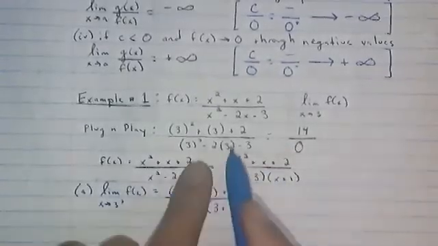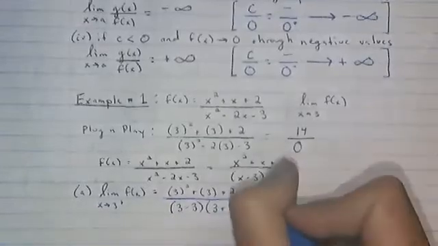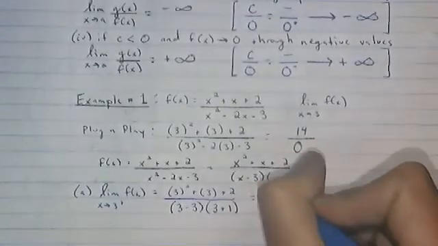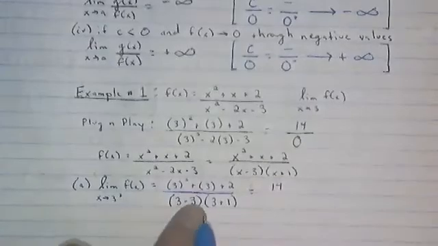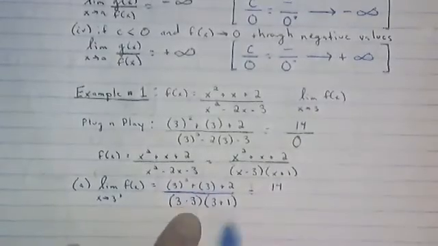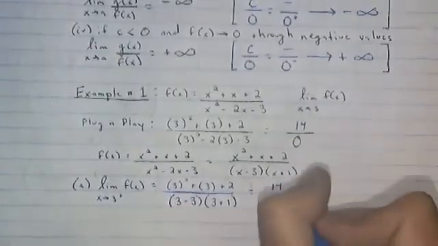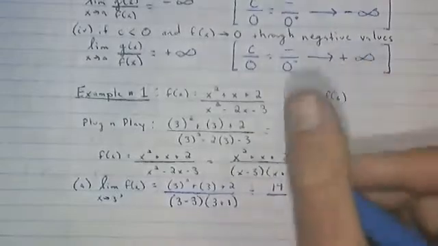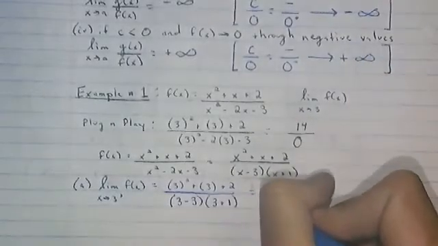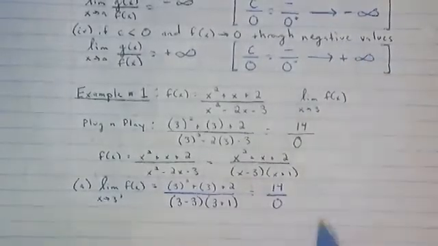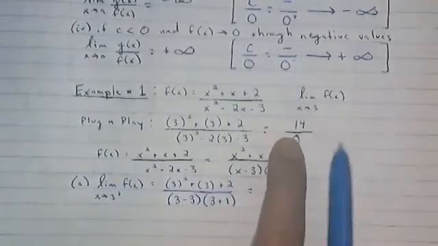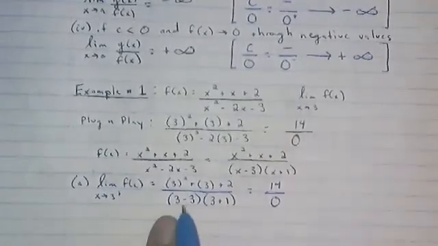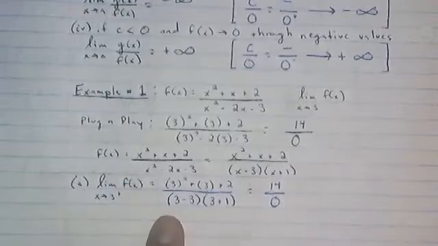Now we know from what we just did up here that this numerator turns into 14. And from just looking at this, we know that 3 minus 3 is 0. And so this bottom turns into 0. Our job is to make some decision about what kind of 0 we are looking at as we approach 3 from values bigger than 3.